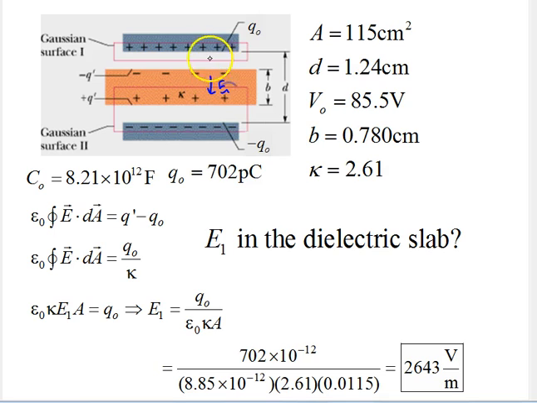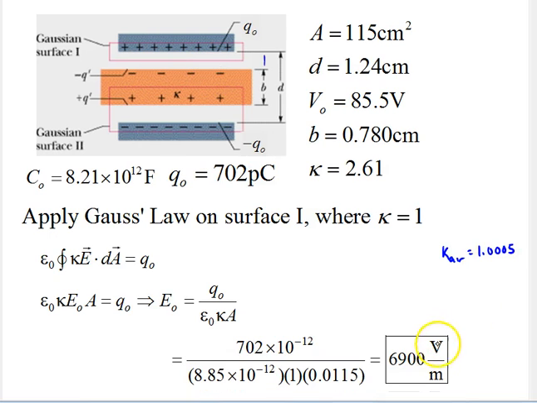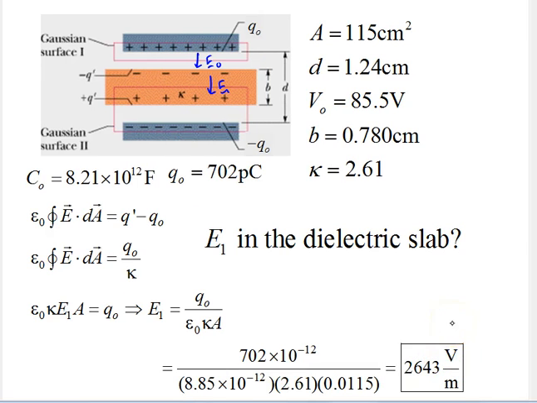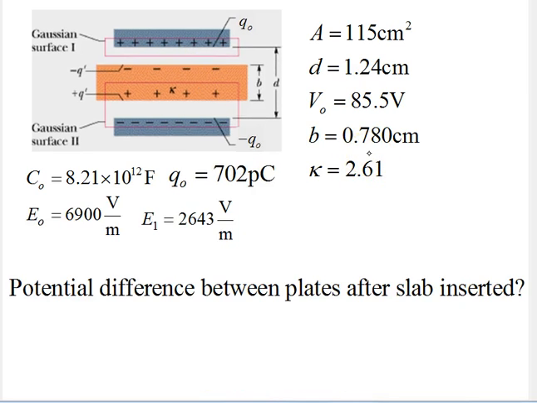So that's our electric field in this space. We have our E1, we have our E naught, and if we compare E naught and E1, E naught is significantly larger than E1. It's greater than a factor of 2. It's a factor of 2.61, our dielectric constant.